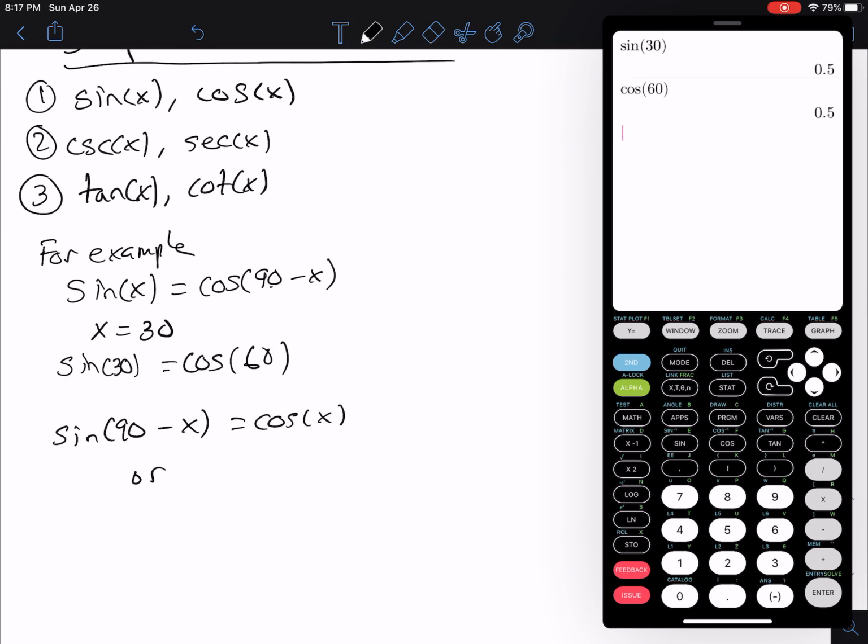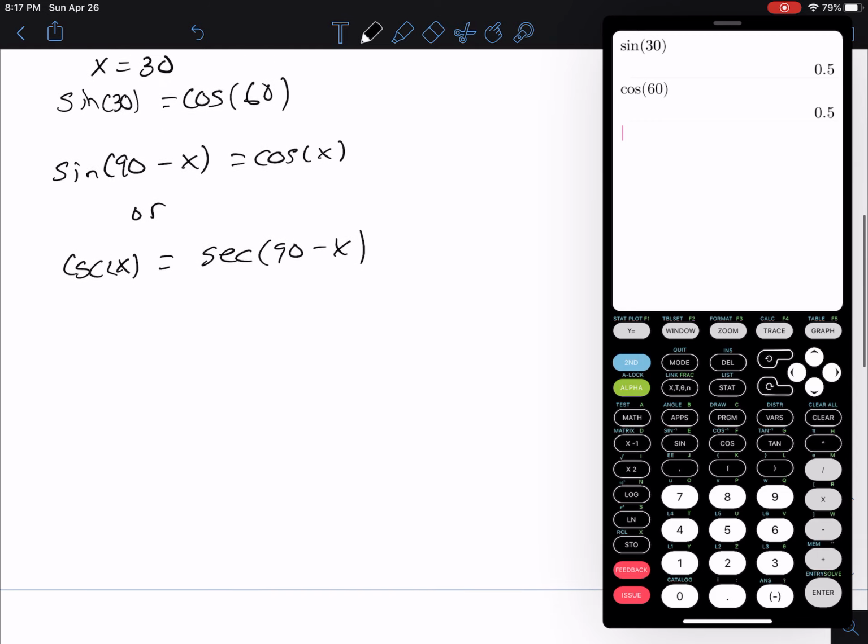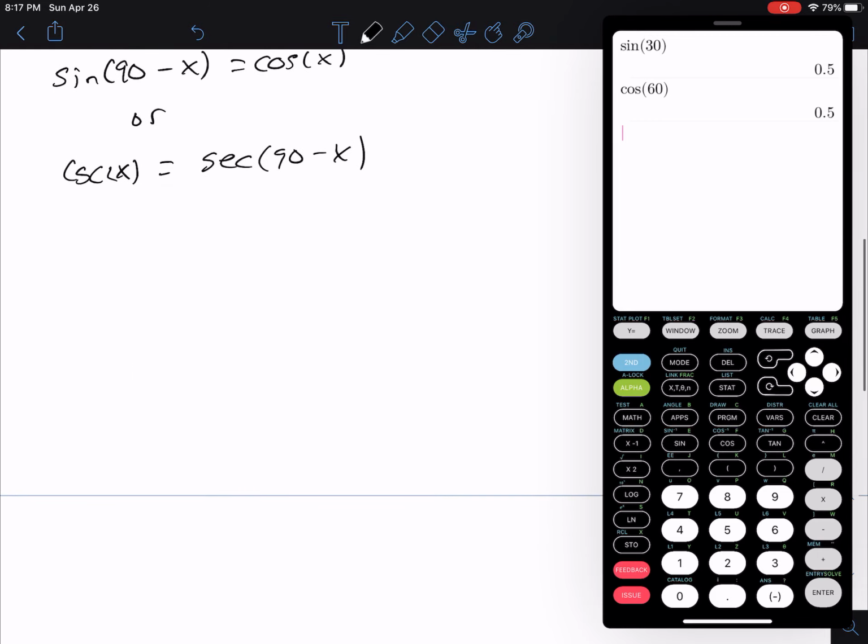Or we could have had cosecant of x equals the secant of 90 minus x. So it doesn't matter which pair you have, but basically the idea here is that the sum of the two angles must be 90 degrees. That's all it means. The sum of the two angles must be 90 degrees. Now, does anyone remember where we get this idea of two things summing to 90 degrees? Think about it for a minute.